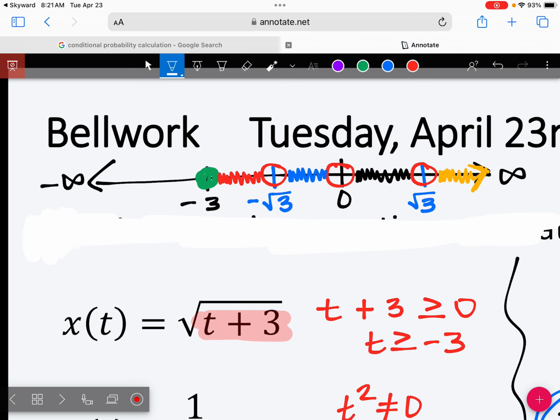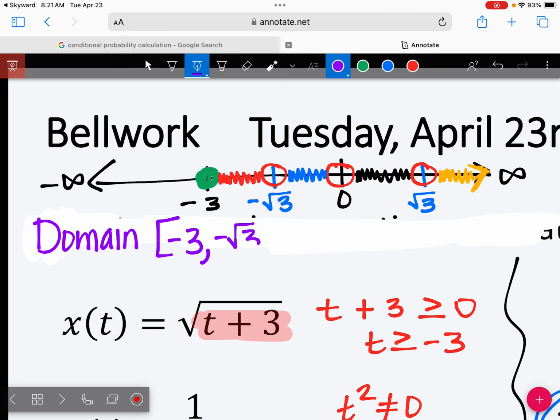Get my little board together. Okay, so domain. My first piece, I have a bracket on -3. You see how that has a closed circle. So -3 to -√3. All of these are going to have parentheses because it can't equal these three numbers. It can equal -3. That's why that has a hard bracket.